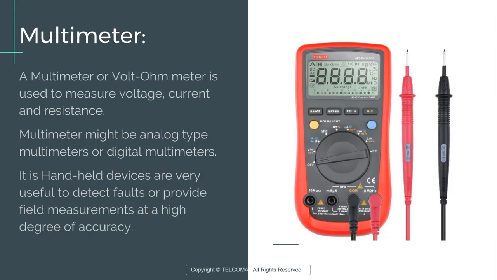So here for the multimeter, it is also known as volt ohm meter, and it is used to measure voltage, current and the resistance, voltage of AC or DC. And the multimeter might be of analog type or digital multimeter. So digital multimeters are used now. So it is a handheld device which is very useful to detect fault or provide field measurements at the high degree of accuracy. So this diagram shows the multimeter.